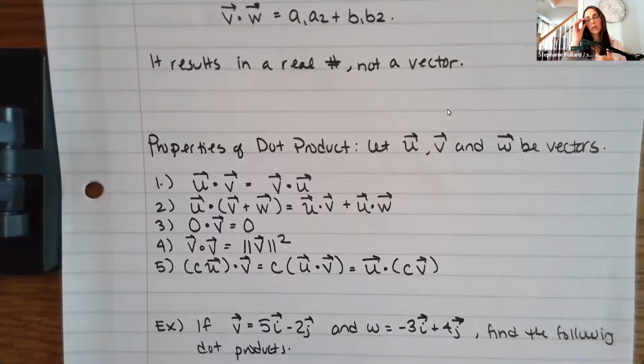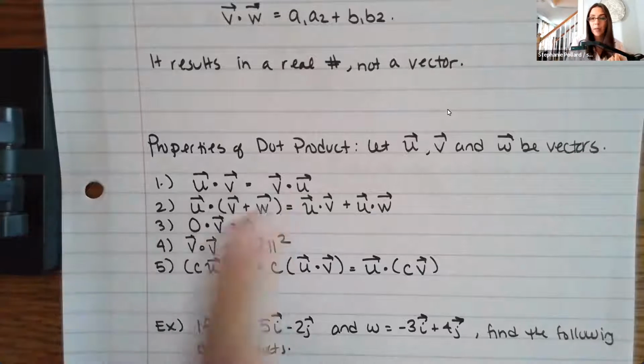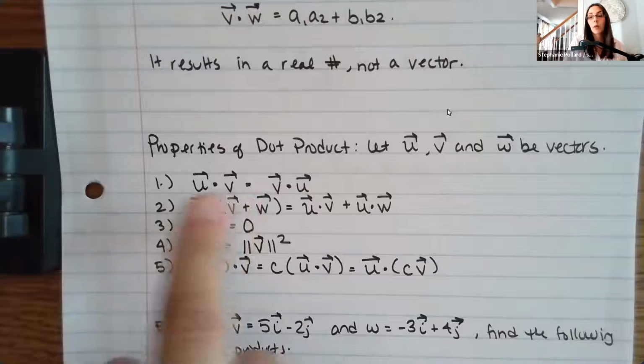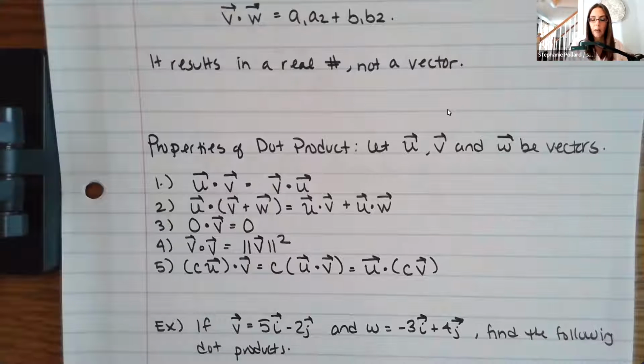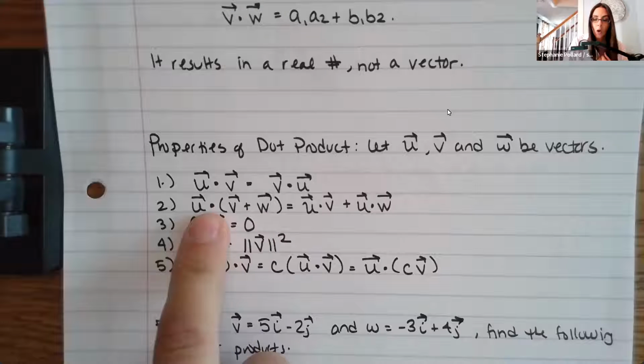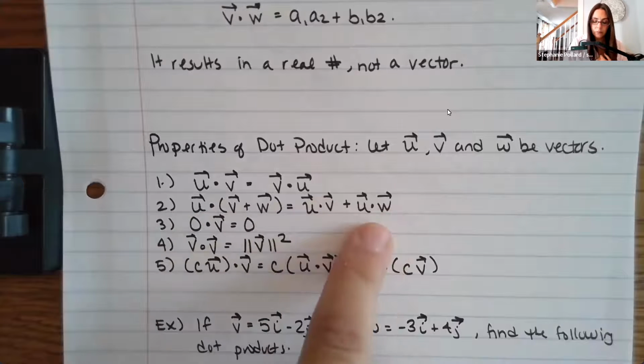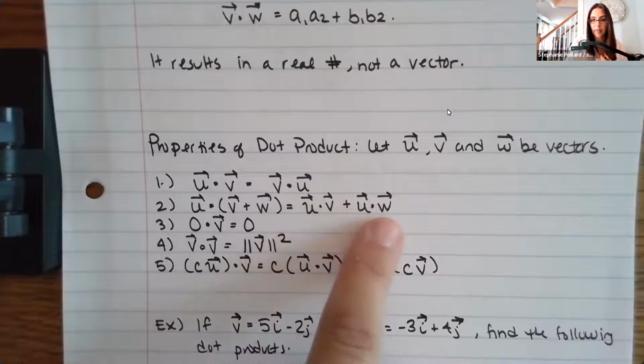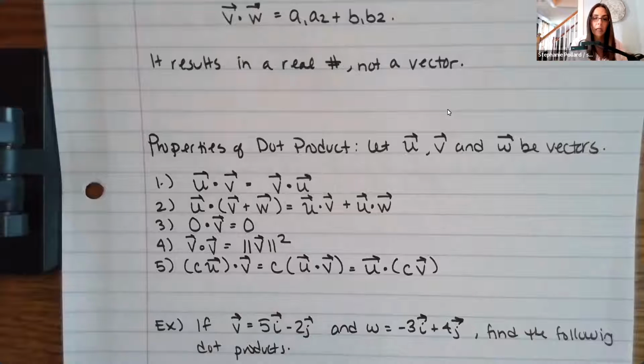There are some properties as well that we can keep in mind. So one is you have the commutative property here, so it doesn't matter the order in which you start, which makes sense because when you're multiplying two numbers together, the order doesn't matter there either. You also have the distributive property here. So you can either add two vectors first and then apply the dot product, or you actually can distribute and apply the dot product to each one and then add and get the same answer.